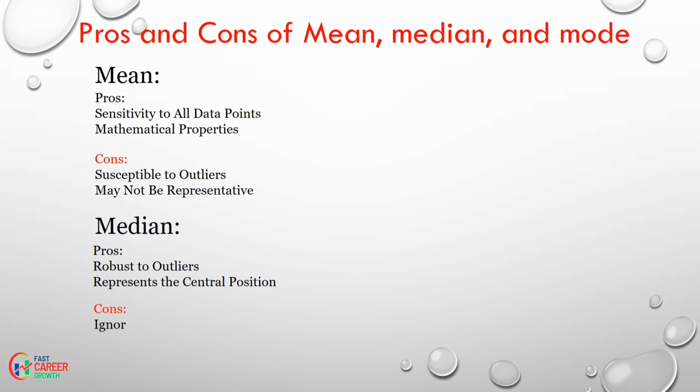Ignores specific values. The median doesn't consider every data point, making it less sensitive to the exact values. Limited for certain analyses. In some statistical analyses, using the median may not be appropriate or may reduce the accuracy of results. Then mode. What are pros of mode?